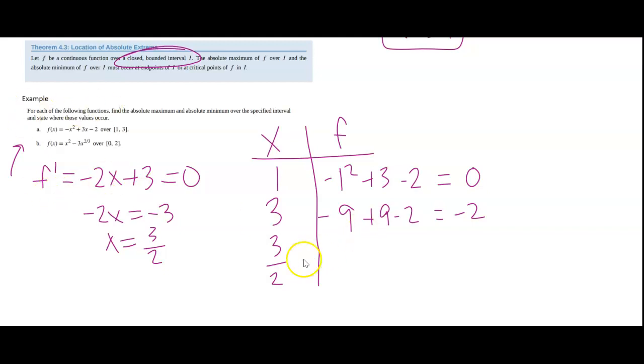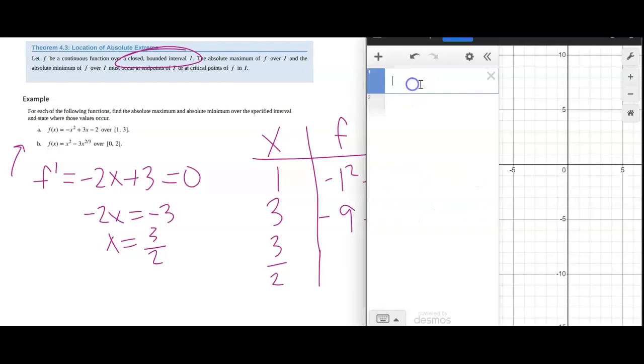And to plug in 3 halves, I'm going to plug it into a calculator here. So negative (3 over 2) squared plus 3 times 3 over 2 minus 2 gives me 1/4.